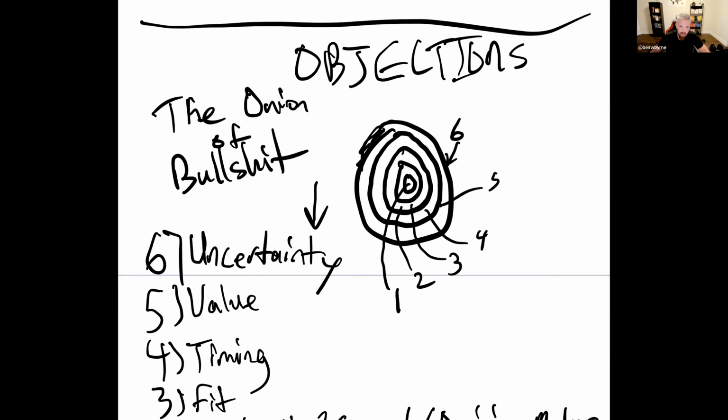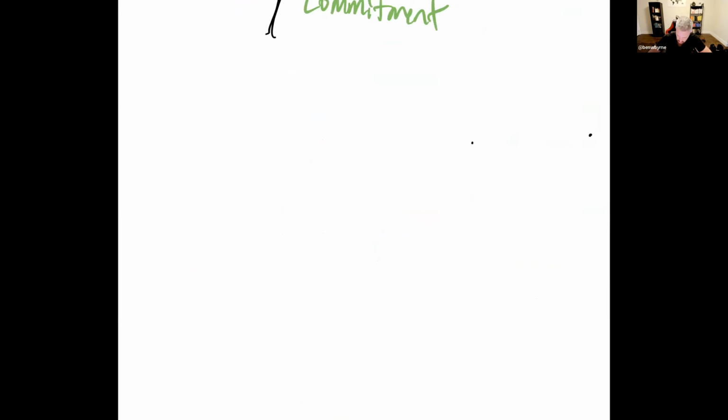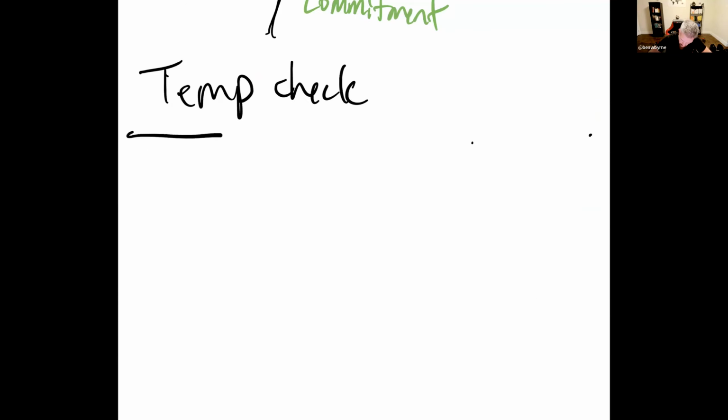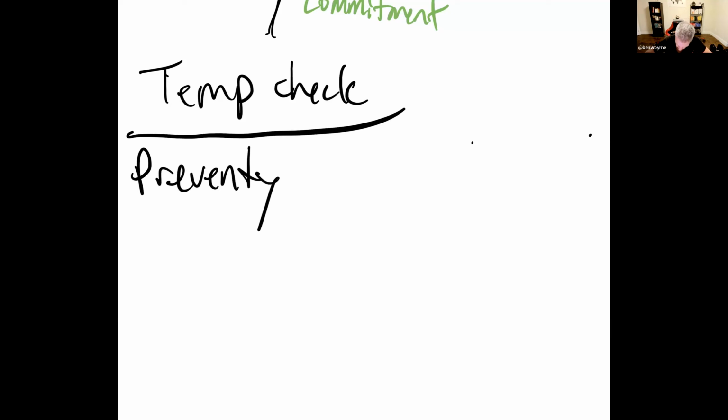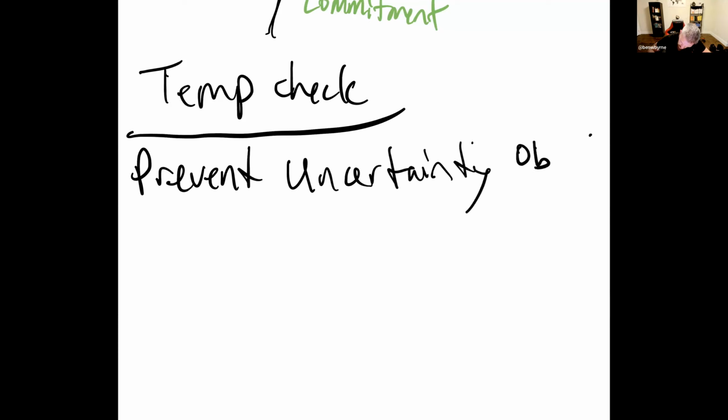The whole idea of the temp check is that it's very important. We want to know in advance if they have uncertainty. We want to prevent uncertainty objections, and everything is an uncertainty objection.